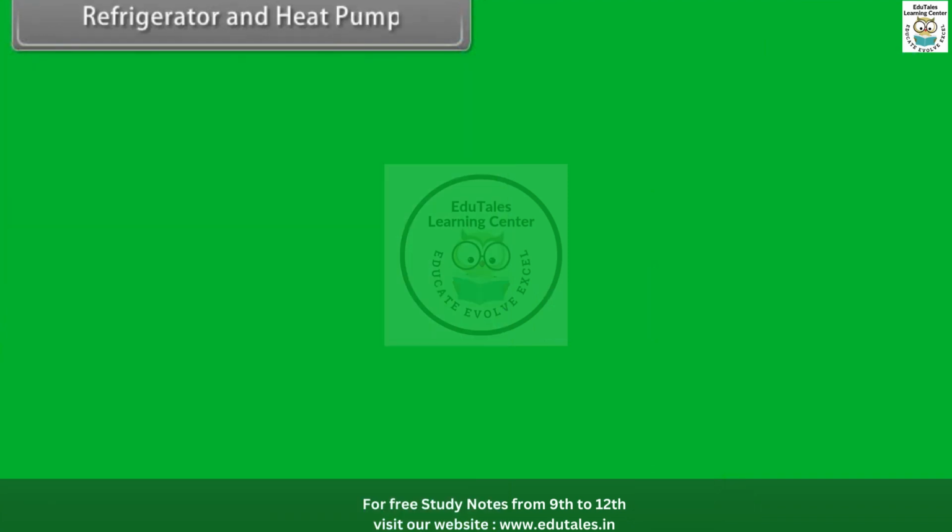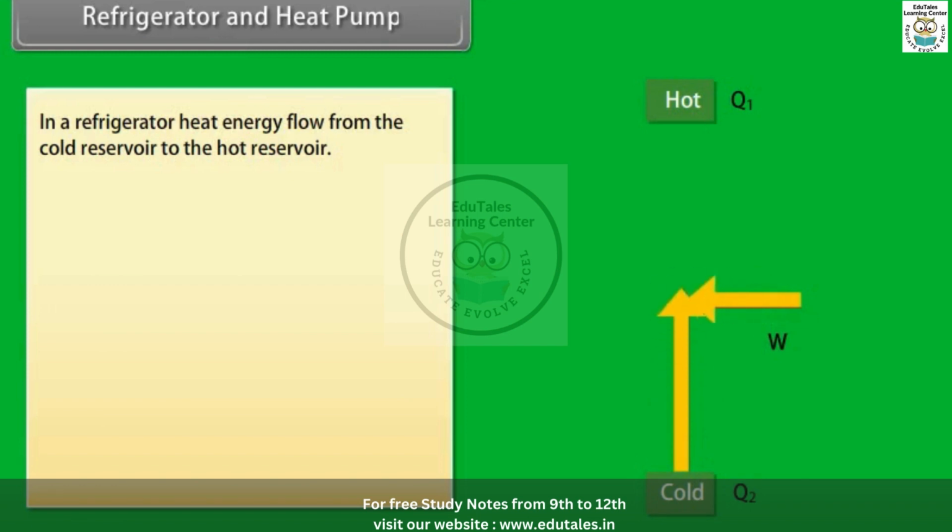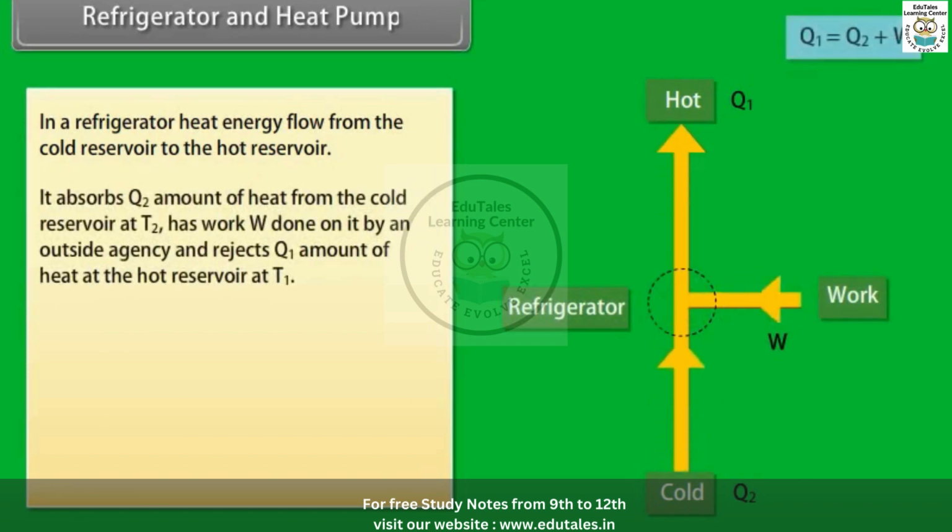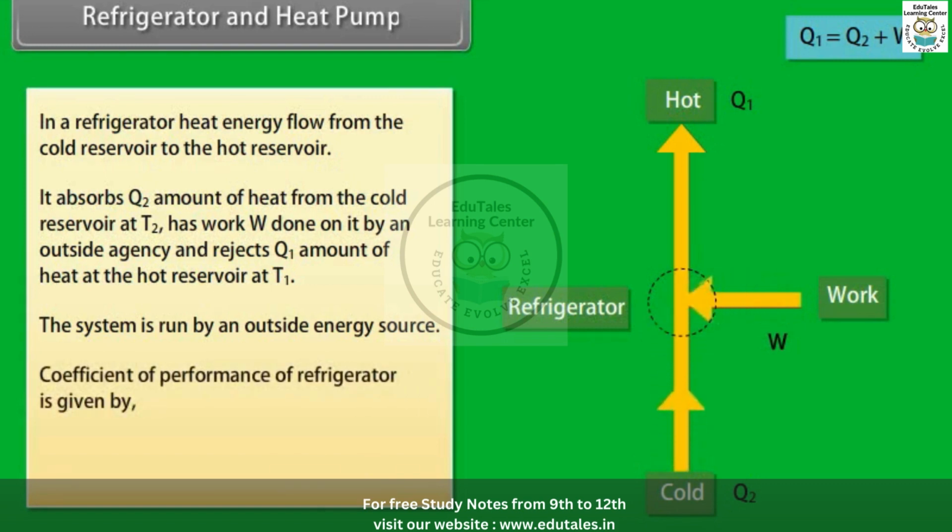Refrigerator and heat pump. In a refrigerator, heat energy flows from the cold reservoir to the hot reservoir. It absorbs Q2 amount of heat from the cold reservoir at T2, has work W done on it by an outside agency, and rejects Q1 amount of heat at the hot reservoir at T1. The system is run by an outside energy source. The coefficient of performance of a refrigerator is given by alpha equal to Q2 upon Q1 minus Q2.